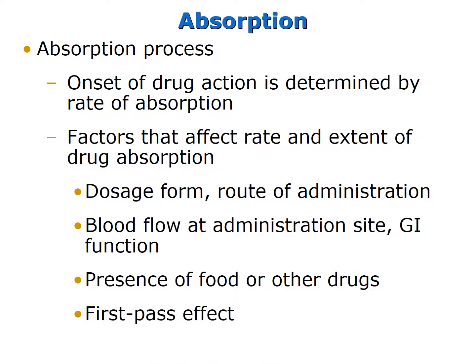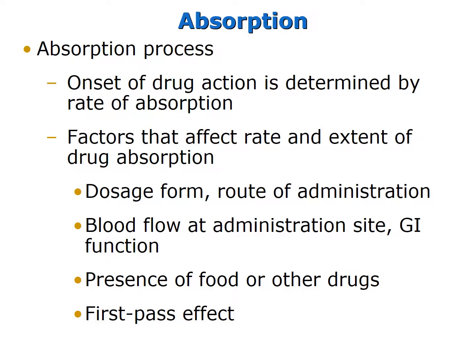So let's dive into our pharmacokinetic phases. So first is the absorption, and that is the onset of drug action that is determined by the rate of absorption. So factors that affect the rate and the extent of drug absorption include the dosage form, the route of administration, and we're going to talk a little bit more about that here in a minute. The blood flow at the administration site and the GI function.